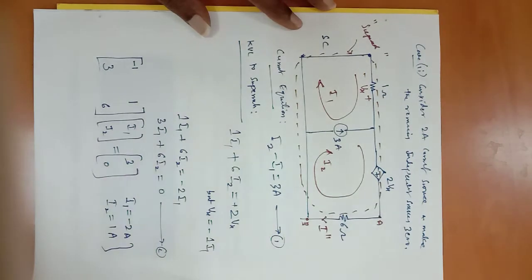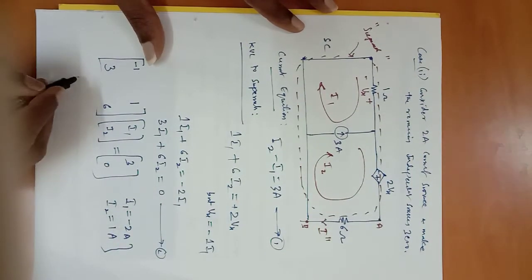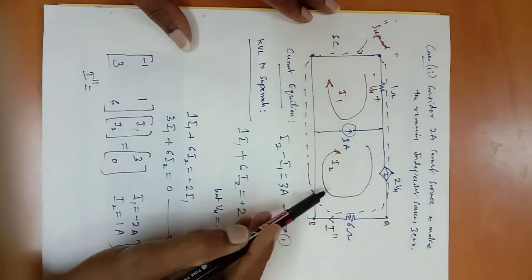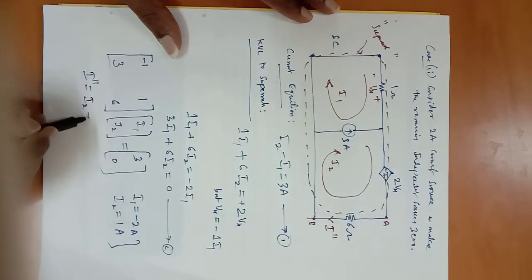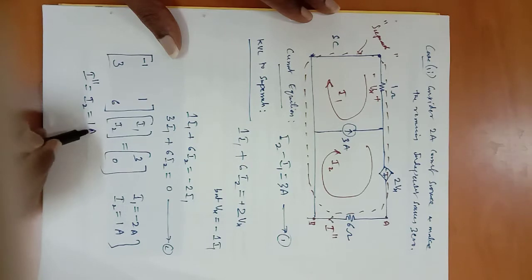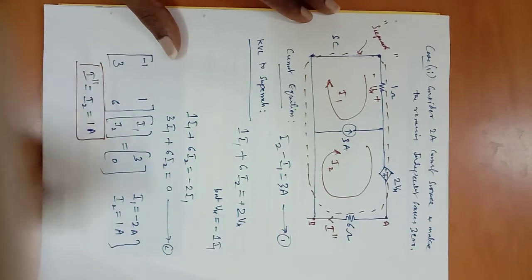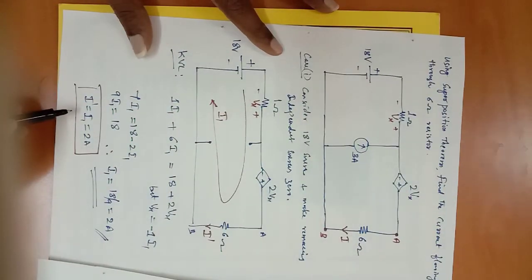Now your intention is to find I double dash. Therefore I double dash is equal to what? You can see I double dash is equal to I2. That is equal to what? 1 ampere. Now you got the I double dash value. You got the I dash value, which is 2 ampere.